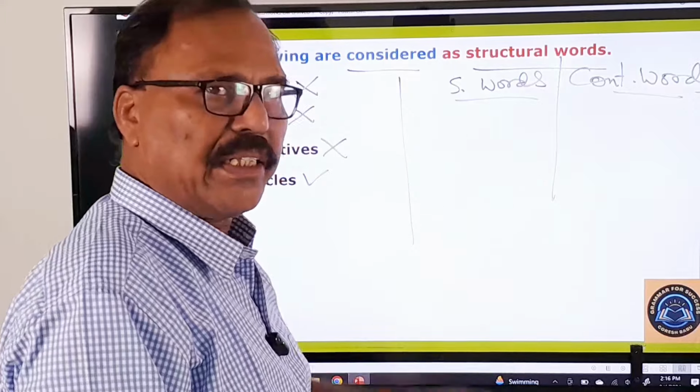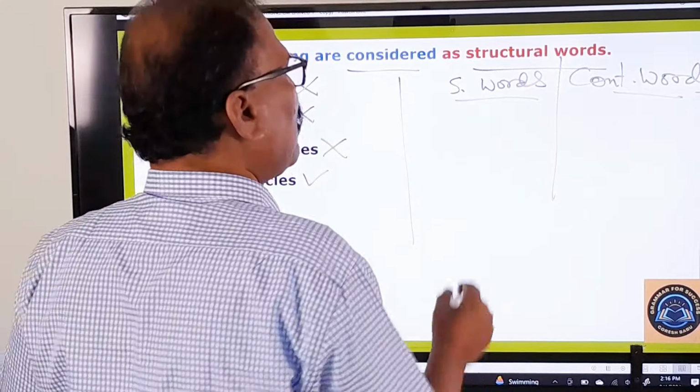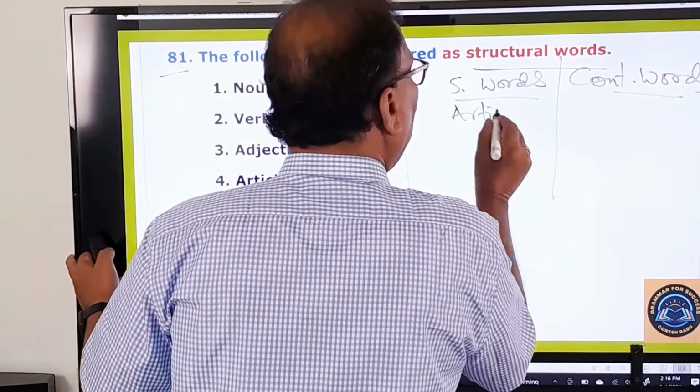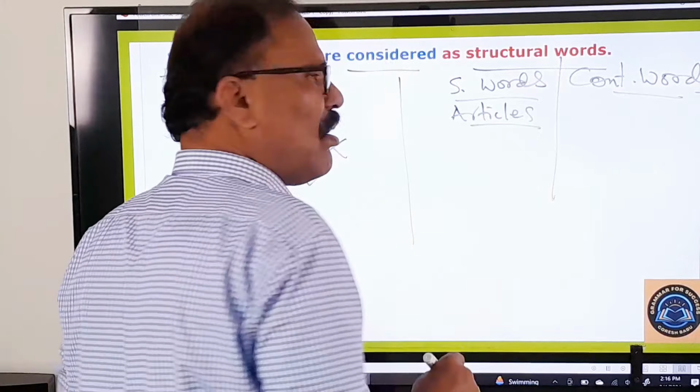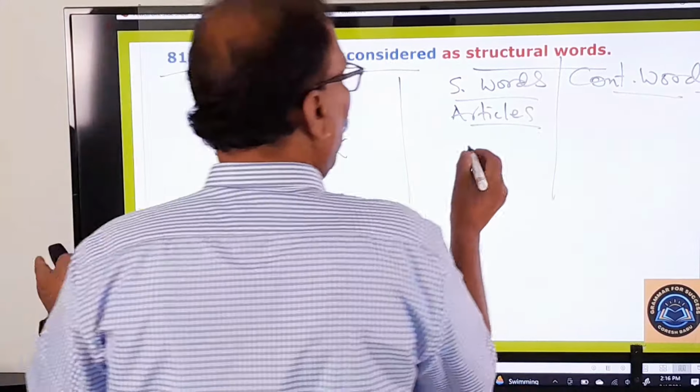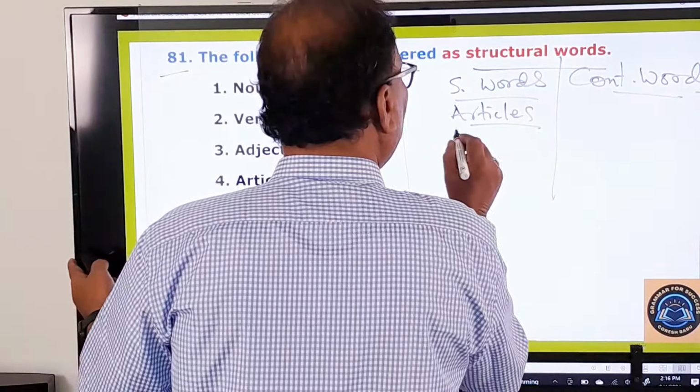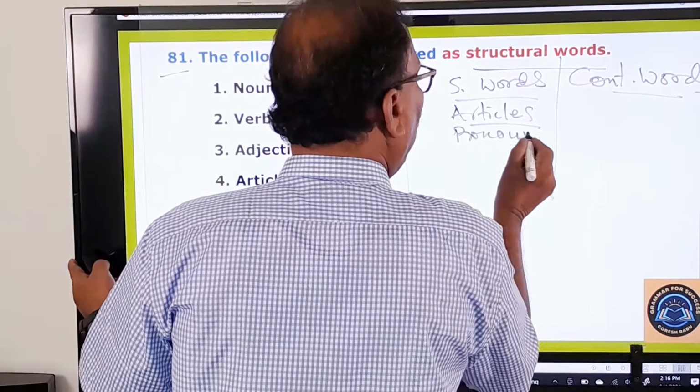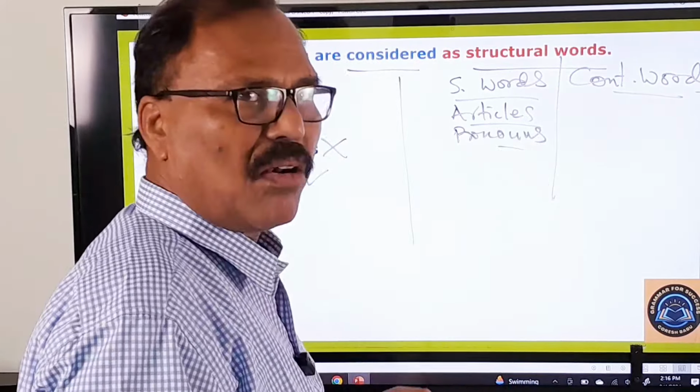Please have a look at them and keep this point in your mind. What are the structure words? Articles: a and the. These are called the articles. They are the structure words. Then comes what? Pronouns. I, we, you, they, he, she, it, they are all called pronouns.